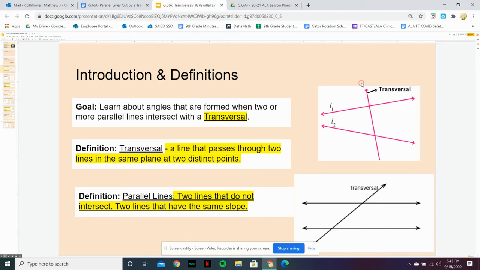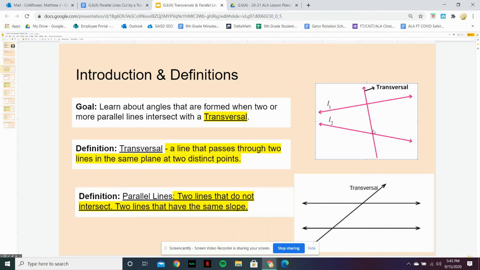So if you're looking at this example picture here that I'm hovering over, you'll see that we have two lines. One of them is called L1 and the other one is called L2. And then there's this third line that's passing across line 1 and line 2. That is our transversal. And so you can see that it crosses line 1 at this point and it crosses line 2 at this point. So those are two distinct points because distinct means different, and this point is very different than this one.